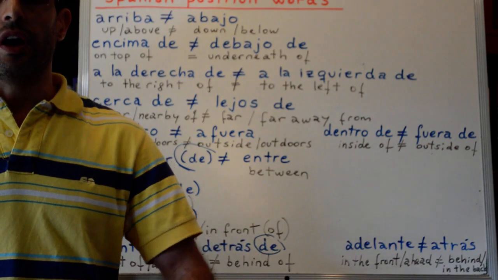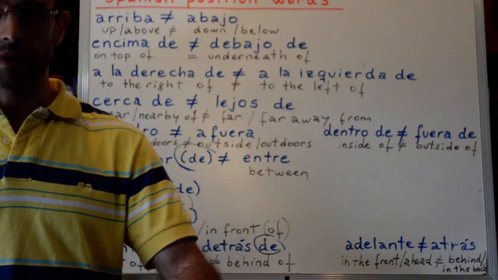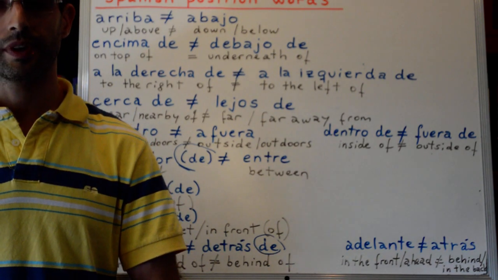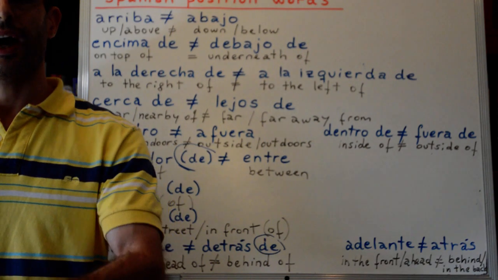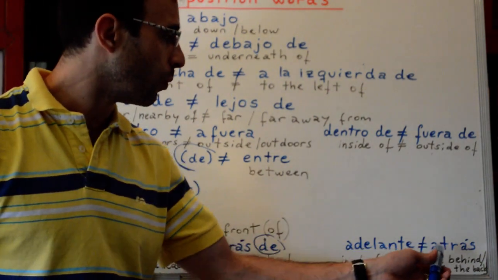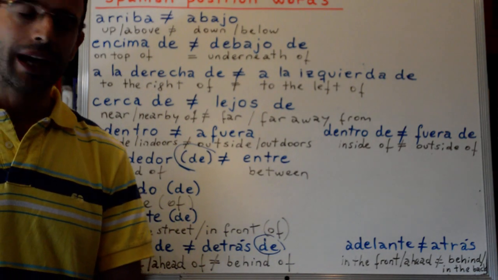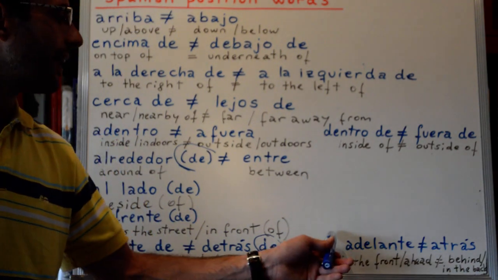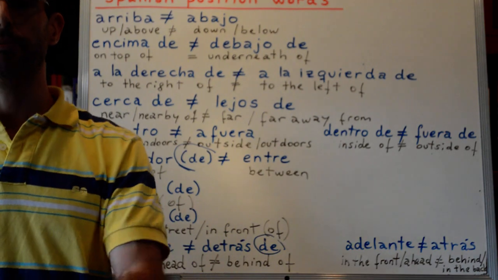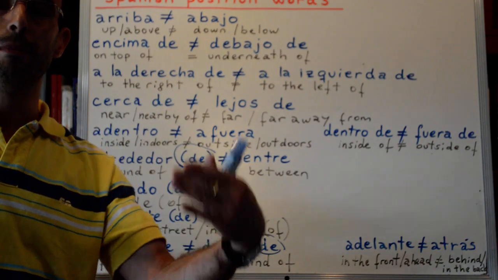Imagine we are inside a car. We say, Juan is driving, okay? Juan está adelante. Juan is sitting in front, okay? Y María está atrás. María is sitting in the back. María está atrás, with A, atrás, and with A, adelante. Or let's say, Clara. Clara está sentada adelante. Clara is sitting in the front. Adelante. And Jaime está sentado atrás. Jaime is sitting in the back.